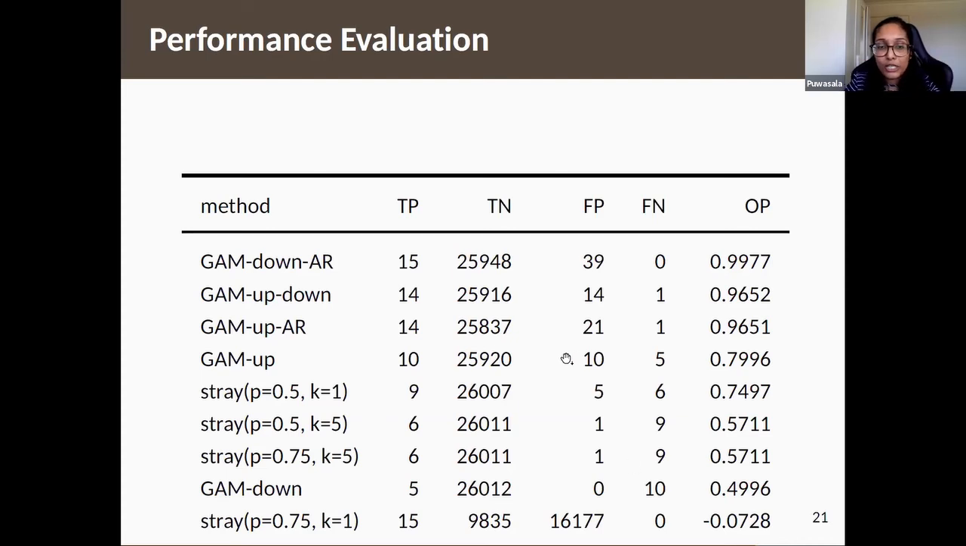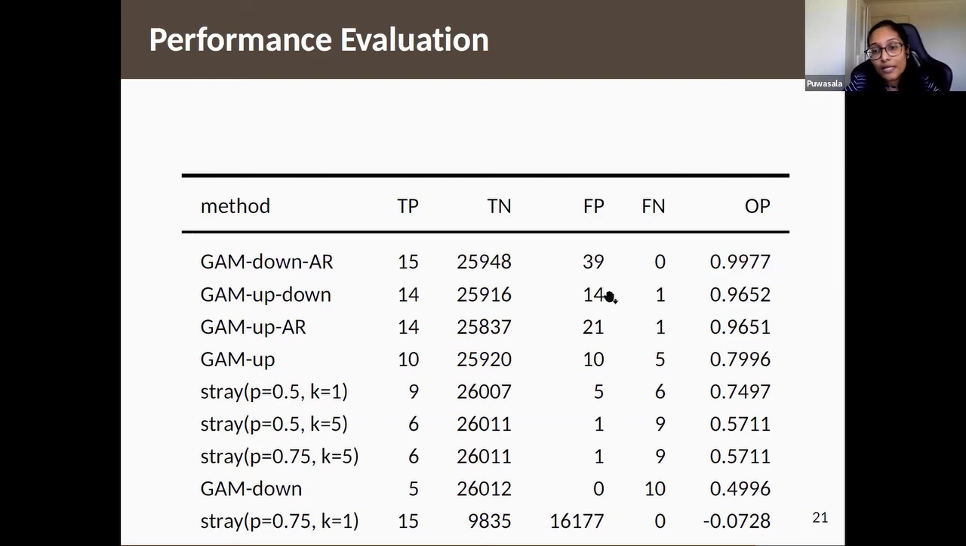So the takeaway message here is, if the practitioner is very critical about the outliers and doesn't care how many false positives you identify, but really wants to detect all the true outliers, then they can go with the GAM down AR model, which uses data from one sensor location. So if you are worried about the cost of having two or more sensors, then you can definitely go with the GAM down AR model with the proposed framework.